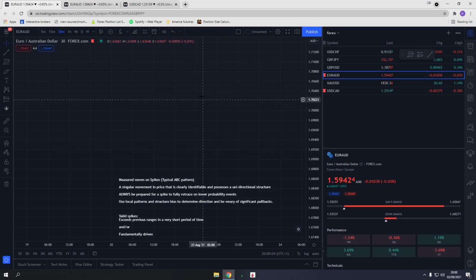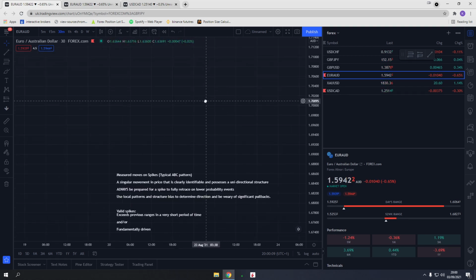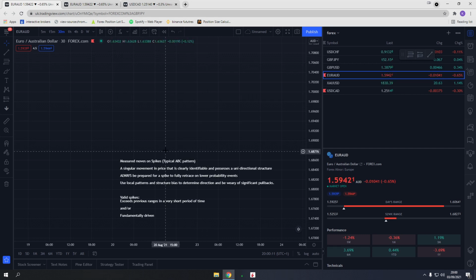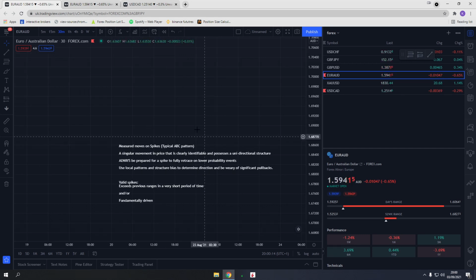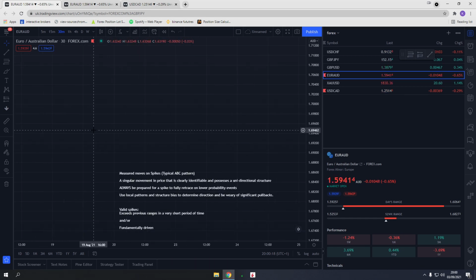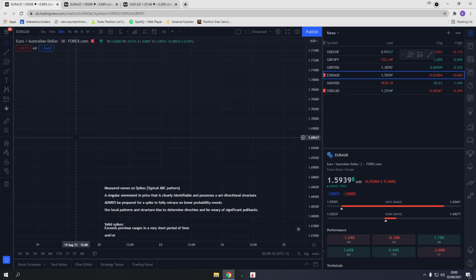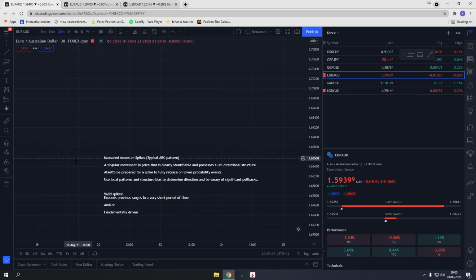But don't try and fade that spike, because you don't know the magnitude of the spike and where it could really begin. Then use local patterns and your structure bias to determine direction and be wary of significant pullbacks. If you aren't aware of how to use your local patterns and your structure bias to figure out where price is most likely to go, don't worry, because there will be subsequent videos explaining how to figure out bias and how to figure out market structure. But as of now, these are the most important points to consider if you are considering trading spikes.